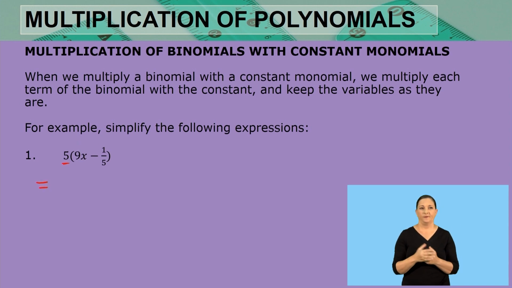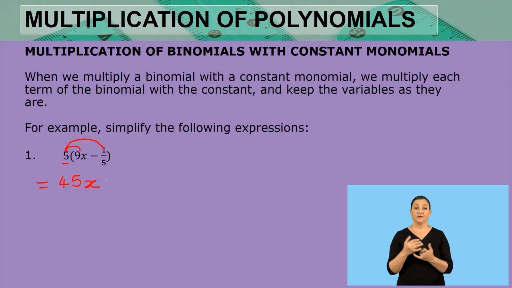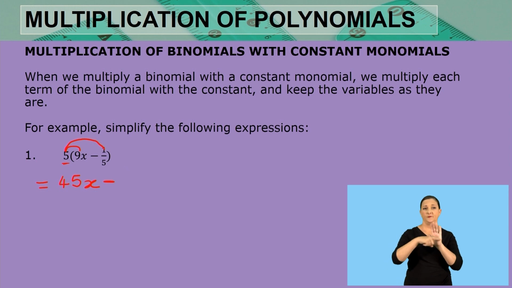So we are going to multiply that, and that is 5 multiplied by 9. That is going to be 45. And the variable, we are going to leave it as is. And our second product is going to be our 5 multiplied by 1/5. Remember, we are subtracting, so that is going to be 5/5. And as we know, 5/5 is 1.